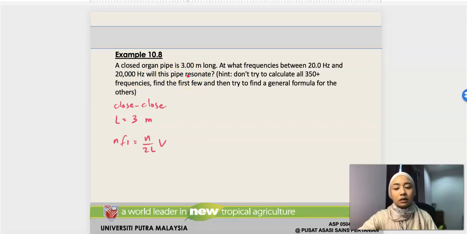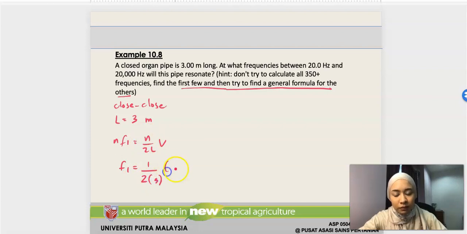Okay, so it's asking at what frequencies will they resonate? And we know that we have harmonics, right? So let's first find the fundamental frequency. It says here, don't try to calculate all 350 frequencies. Find the first few and then try to find a general formula for the others. We already know the general equation. So let's find the fundamental frequency first. So F1 is 1 over 2 times L, we know that it is 3. V is 343. It's a constant.